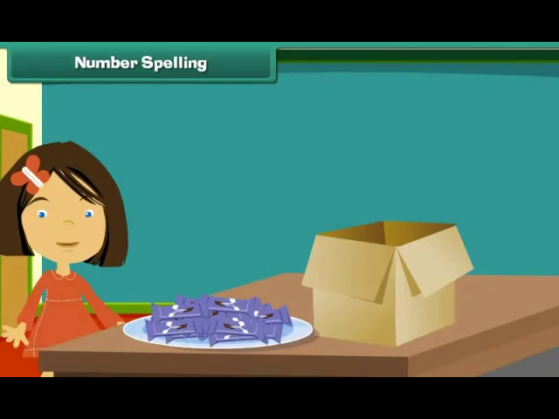Number spelling. Let us now learn to spell numbers. Here are some chocolates. Let us count and store them in a box. Here is the first. It goes into the box. O-N-E 1. Here is the second. It also goes into the box. T-W-O 2.